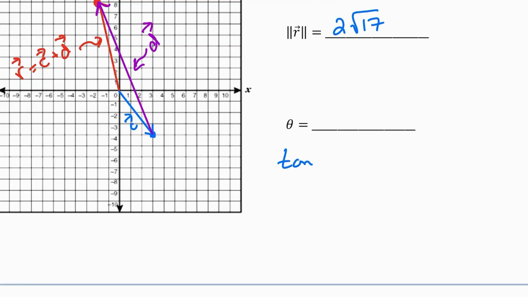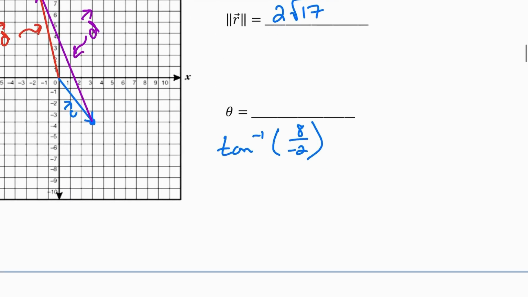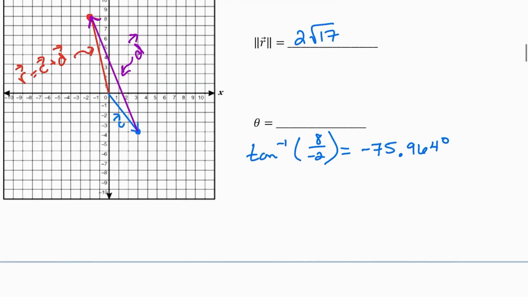We're going to do inverse tangent of the y value of the resultant, so 8, divided by the x, which is -2. I'm not going to show it on here, but in your calculator, you should put it in and end up getting -75.964 degrees, which, if you remember from our unit circle, is not the correct direction because -75.964 would be somewhere in quadrant 4. We need it to be in quadrant 2.